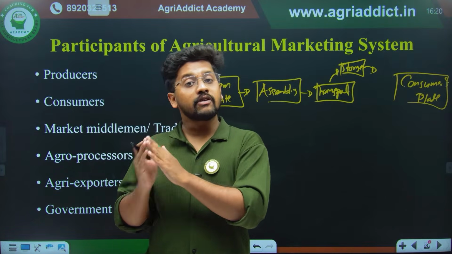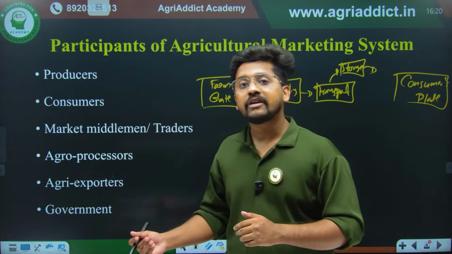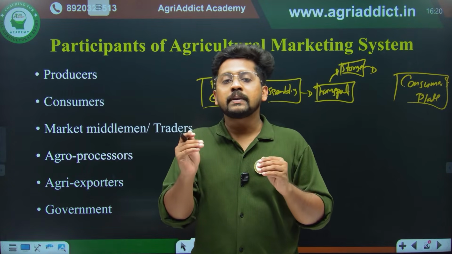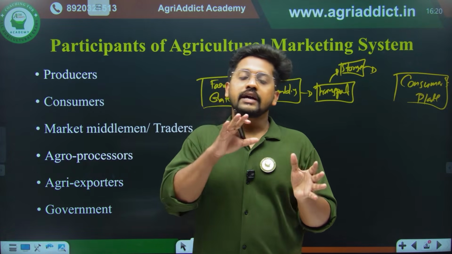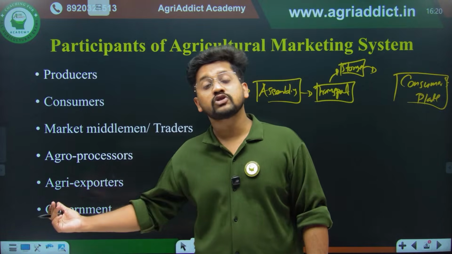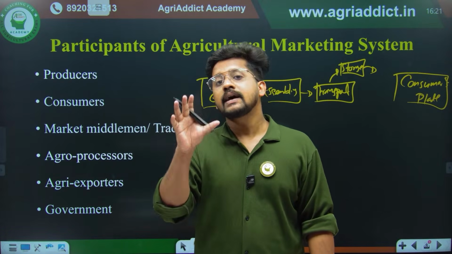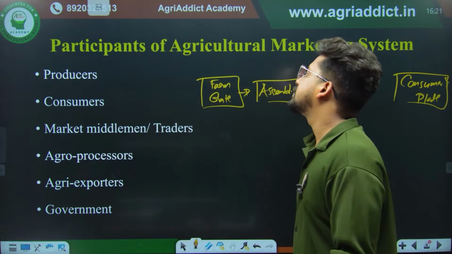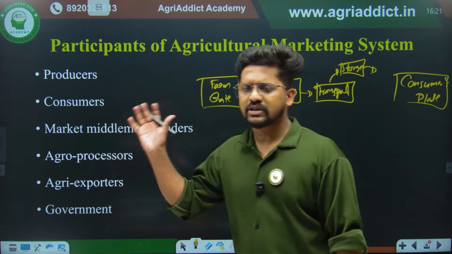So the government should be there as a watchdog. Otherwise the low class people or marginalized people, or even the normal people, will suffer. So in order to match demand and supply, somebody should be there as a watchdog of the people's welfare or interest. So the government is also there as a participant in the agricultural marketing system. So these are some of the basic concepts.